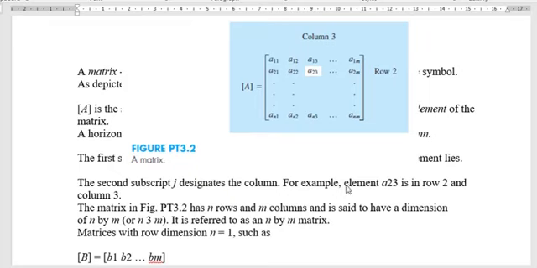Then the second subscript designates the column. So for example, A23. A matrix with n rows and m columns is said to have a dimension of n by m, and is referred to as an n by m matrix. A matrix with row dimension n equal to 1, such as B, which is the name of the matrix, is equal to B1, B2, B3, B4, B5, up to Bm, which are called vectors.